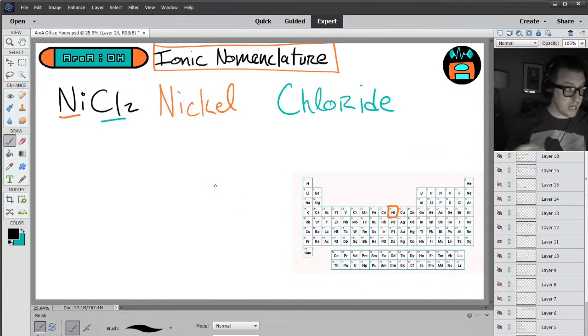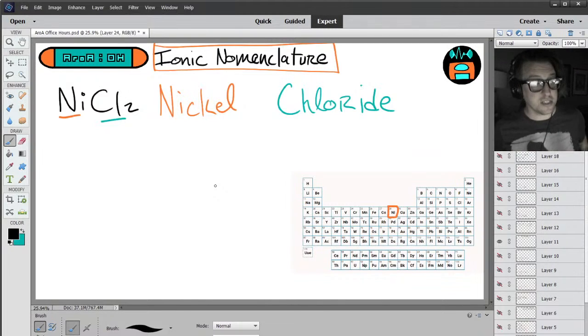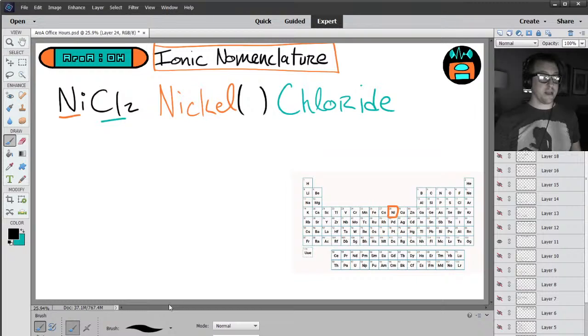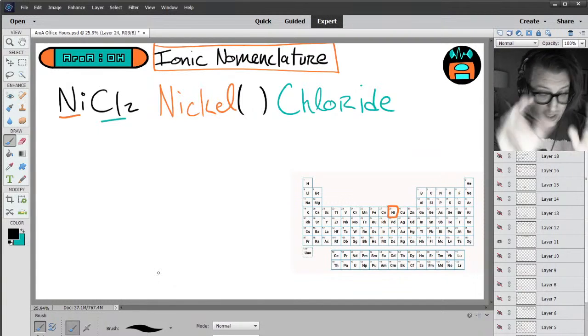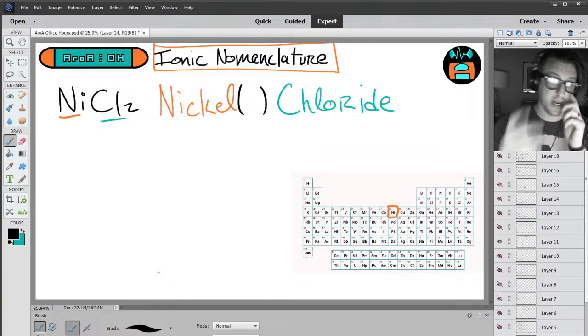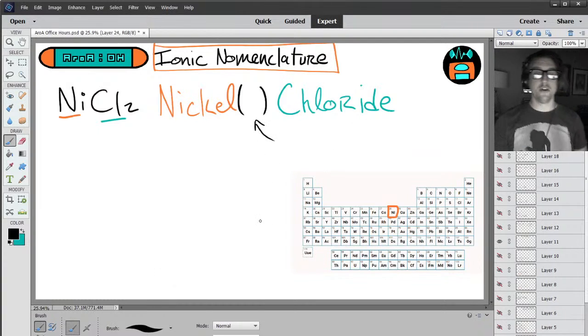Anytime you're naming an ionic compound that has a transition metal in it, you must include in the name the charge of the metal as a Roman numeral inside a parentheses. So we need to figure out what Roman numeral goes in there. It's not enough to say nickel chloride. We have to explicitly state its charge.